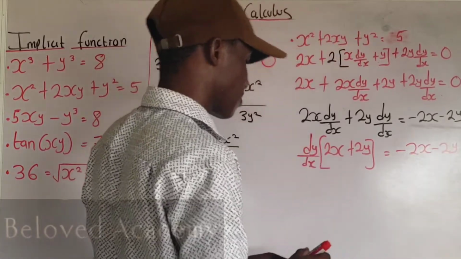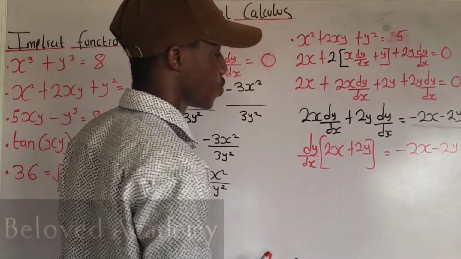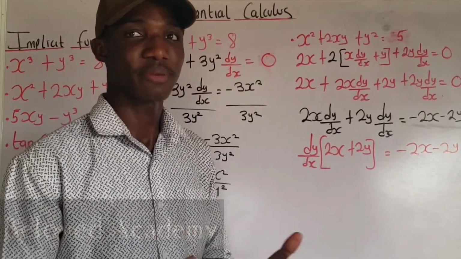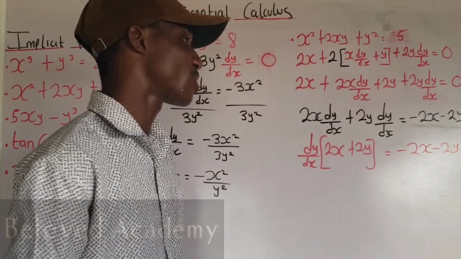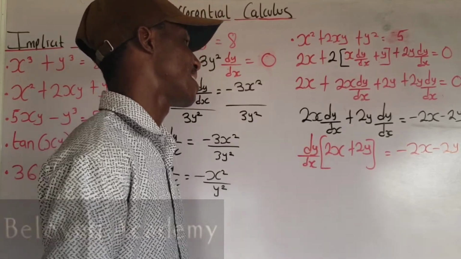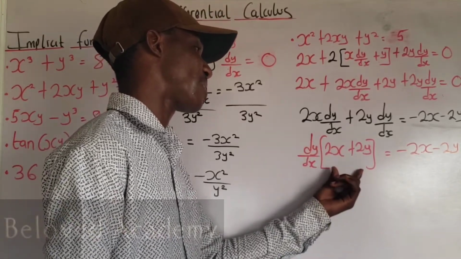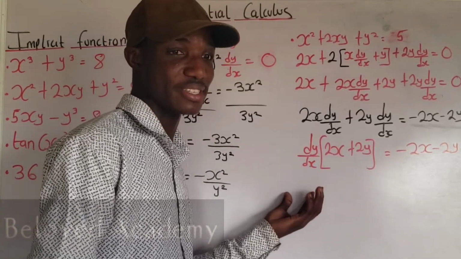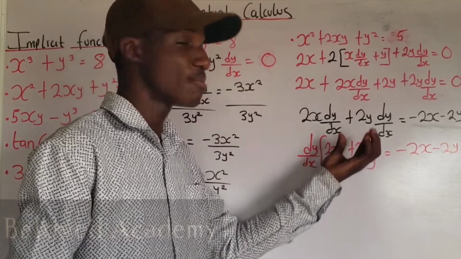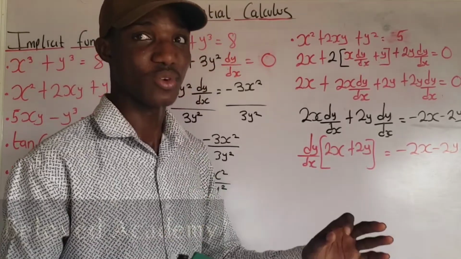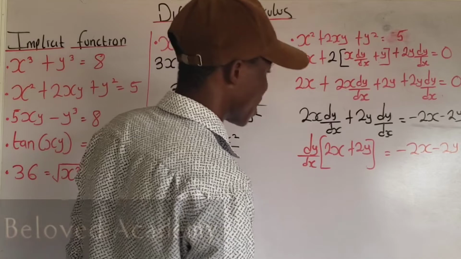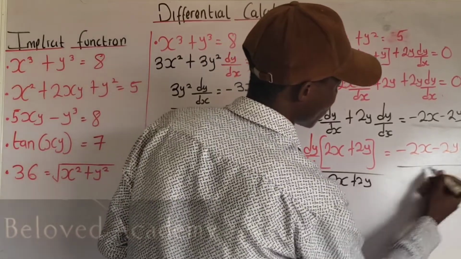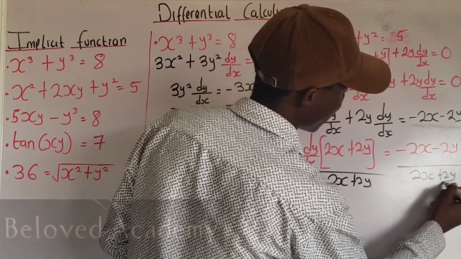Now, the next step is that I'm going to divide both sides by what? By 2x plus 2y, because what I'm looking for is dy/dx. dy/dx is what I'm asked to find. So, in an attempt to solve for dy/dx, I have to divide both sides by 2x plus 2y, because this is attached to dy/dx. If I divide both sides by 2x plus 2y, dy/dx is going to stand alone. So I'm going to have this over 2x plus 2y and this over 2x plus 2y.